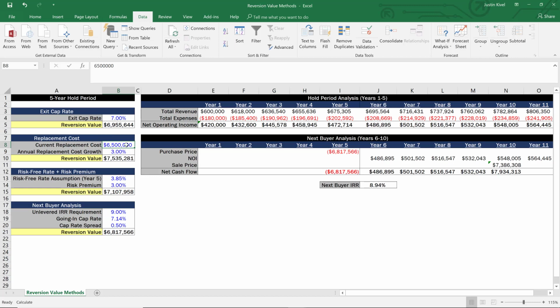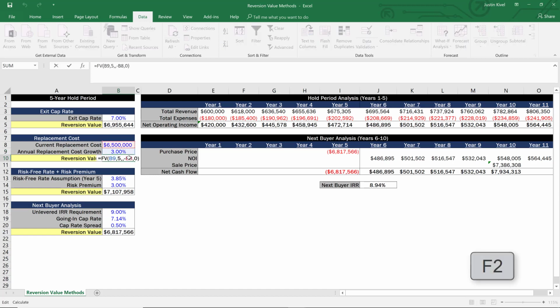Then you would assume some sort of an annual replacement cost growth. So if you assume that the replacement cost today is $6.5 million, then you would assume some sort of replacement cost growth, and I'm going to say 3% for this example. Now, the way that you would calculate your reversion value, if you were to calculate that based off of a replacement cost, so what would replacement cost be when we sell this property, you would use the future value formula.